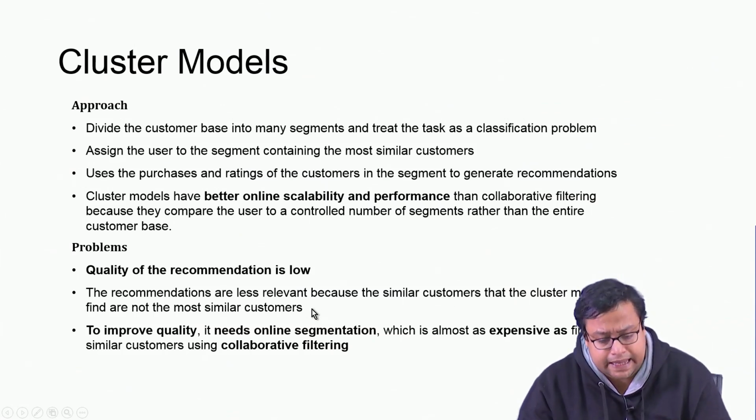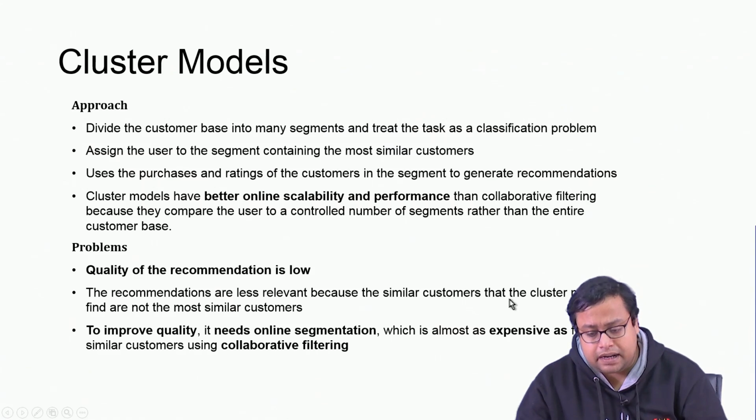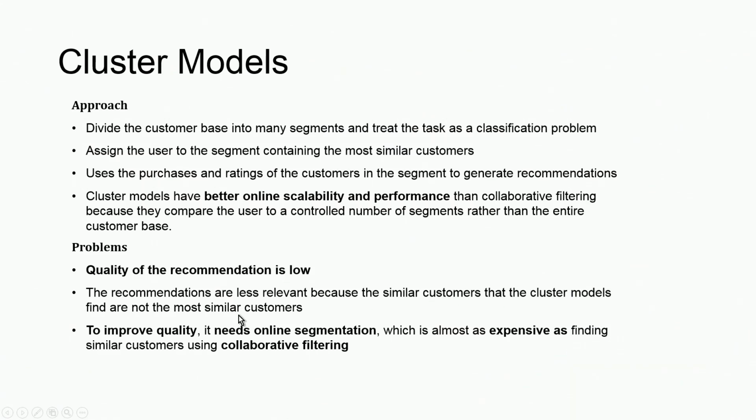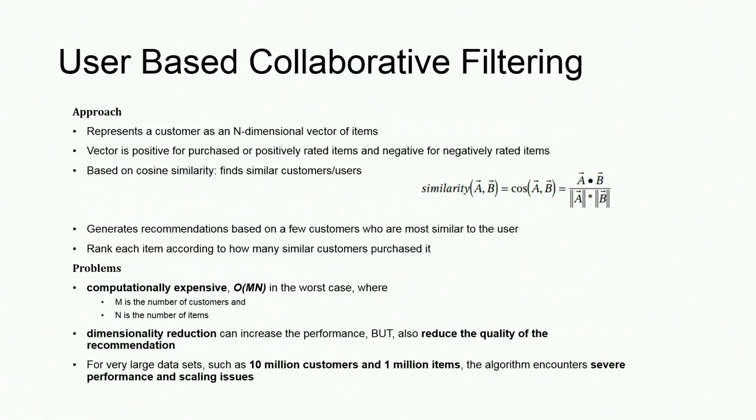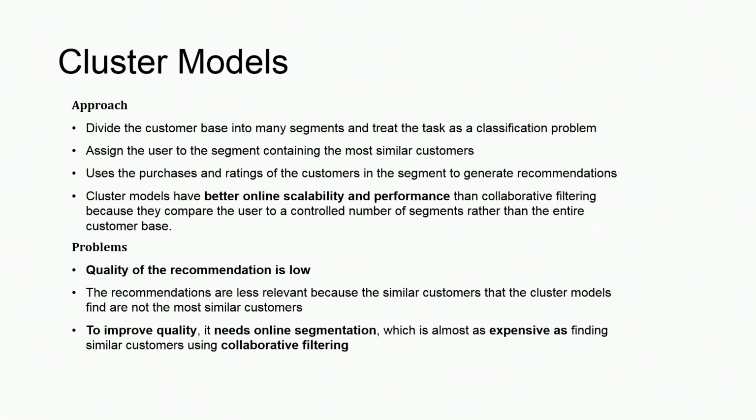So, it might be the case that the similar customers that the cluster models find are not actually very close to each other, because the method this clustering uses to create the clusters is not the purchase data. So, that is why the similarity might be different. To improve quality, it needs online segmentation, which is almost as expensive as finding similar customers using collaborative filtering. So, in other words, frankly speaking, this is more common than this.